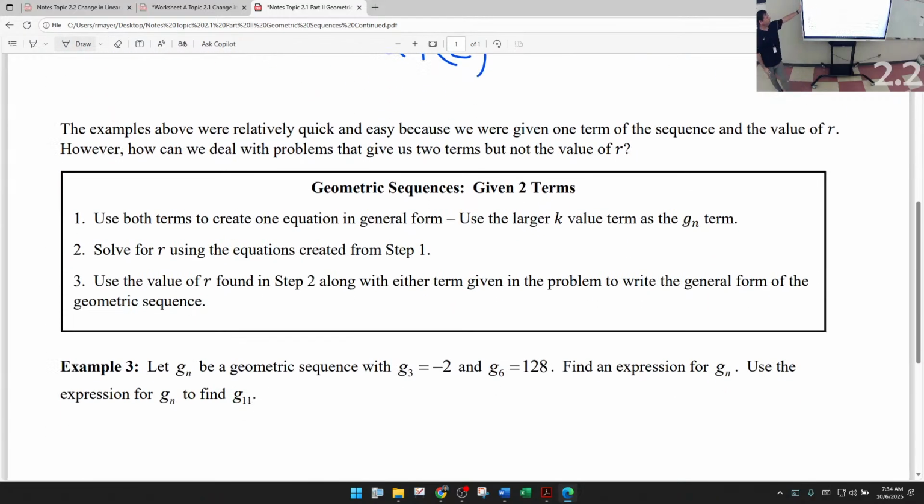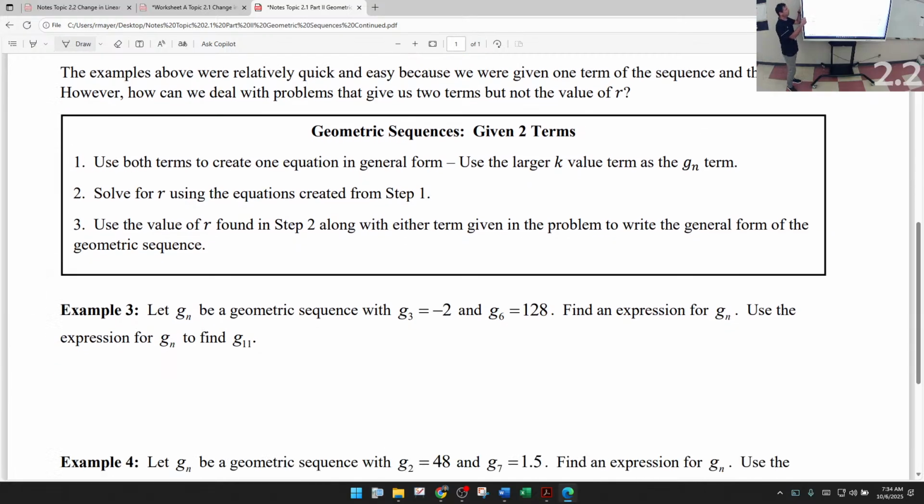Now, these examples above are relatively quick and easy because we're given one term of the sequence and the value of r. However, we can deal with problems that give us two terms, but not the value of r. So here's what you do, which is what Miss Berry just said that she did. She had to learn it by herself because I didn't teach it.